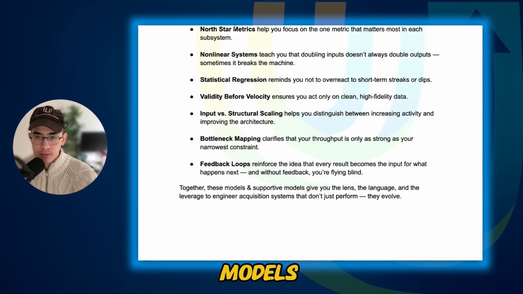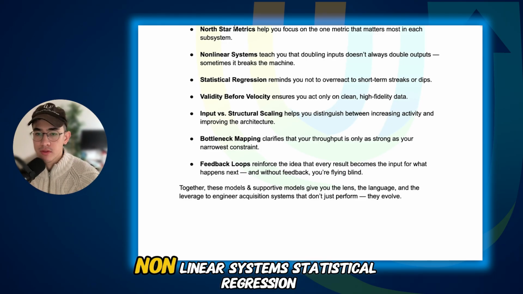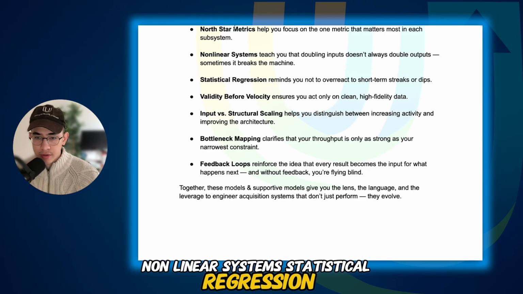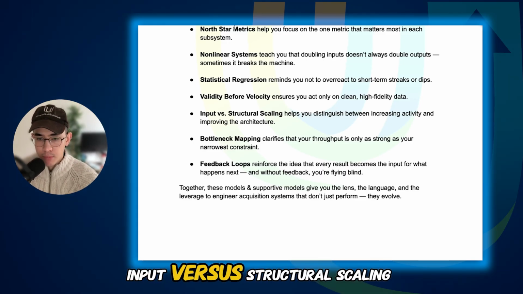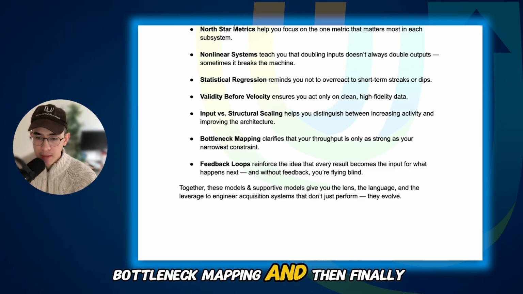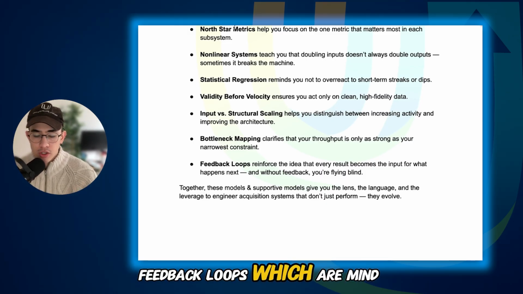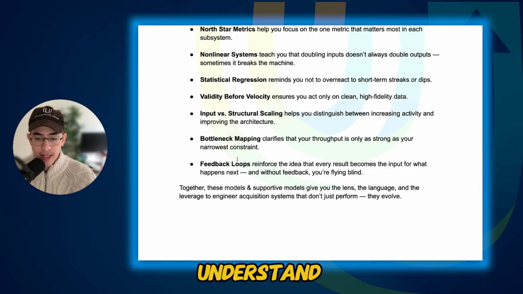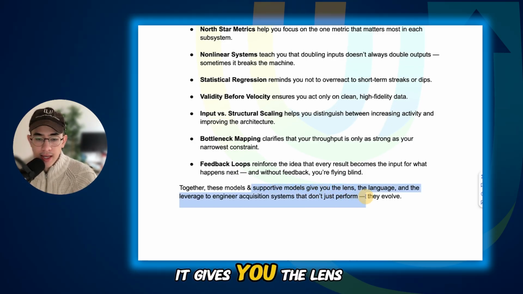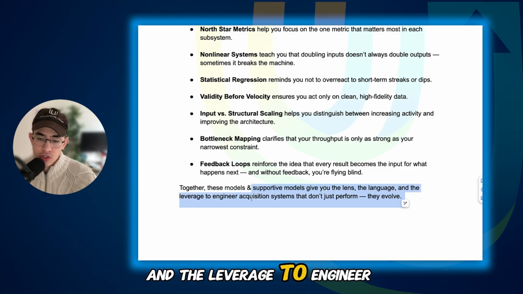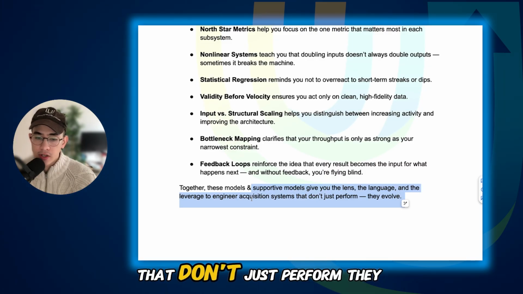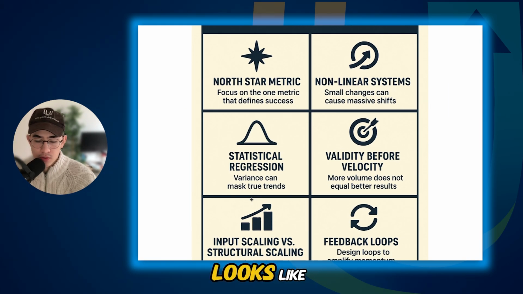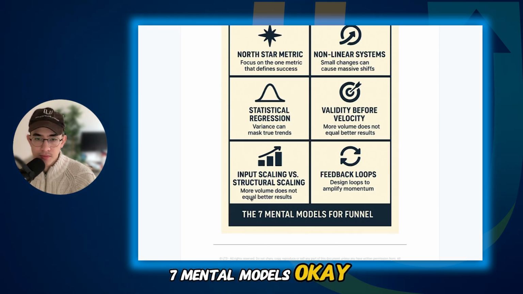So there are 7 mental models. There's the North Star metric, nonlinear systems, statistical regression, validity before velocity, input versus structural scaling, bottleneck mapping, and then finally feedback loops, which are mind-boggling mental models that if you can truly understand, along with supported models, it gives you the lens, the language, and the leverage to engineer acquisition systems that don't just perform, they evolve. So this is what it looks like. 7 mental models. Okay, let's begin.